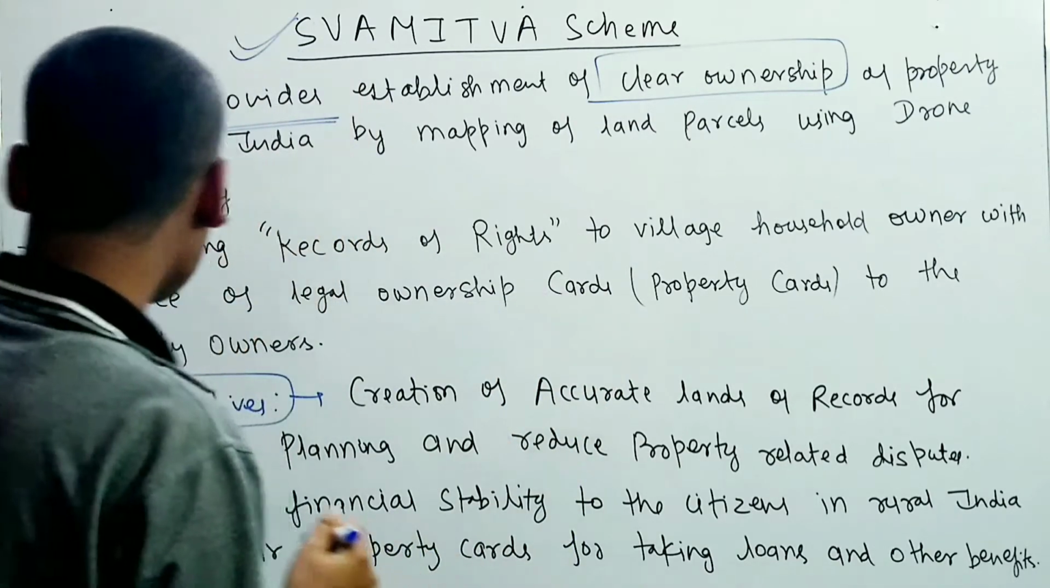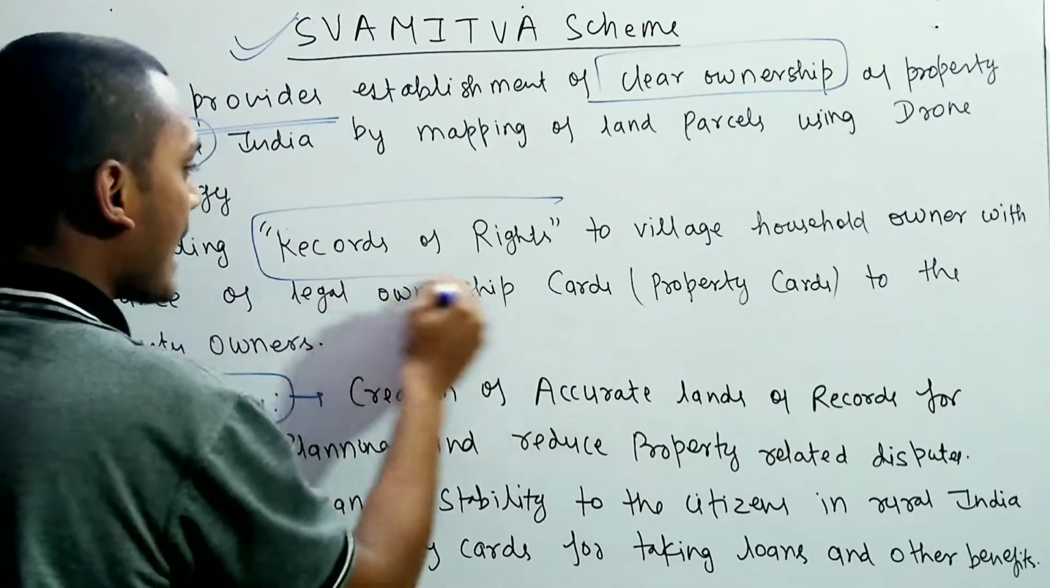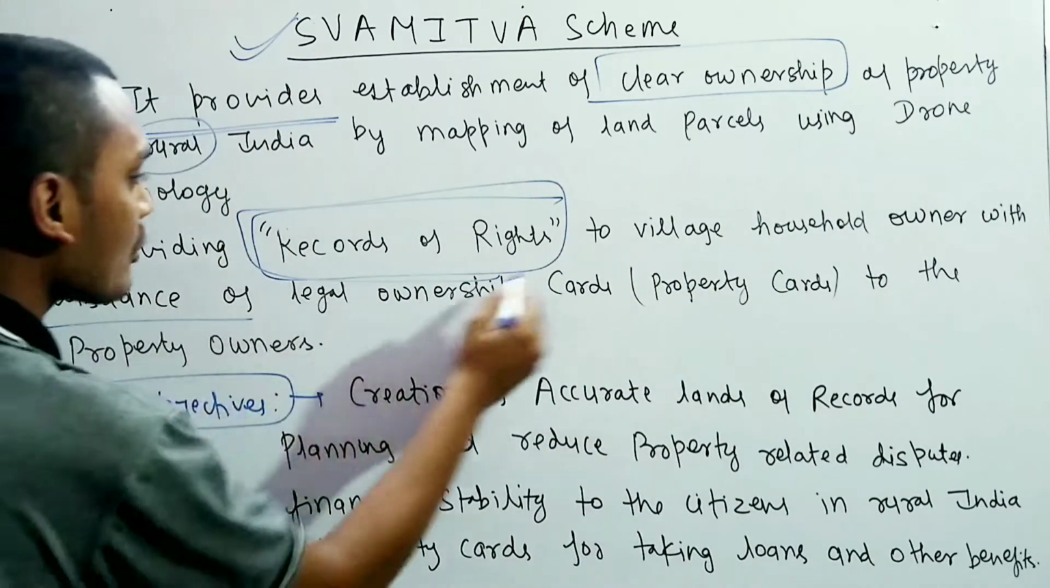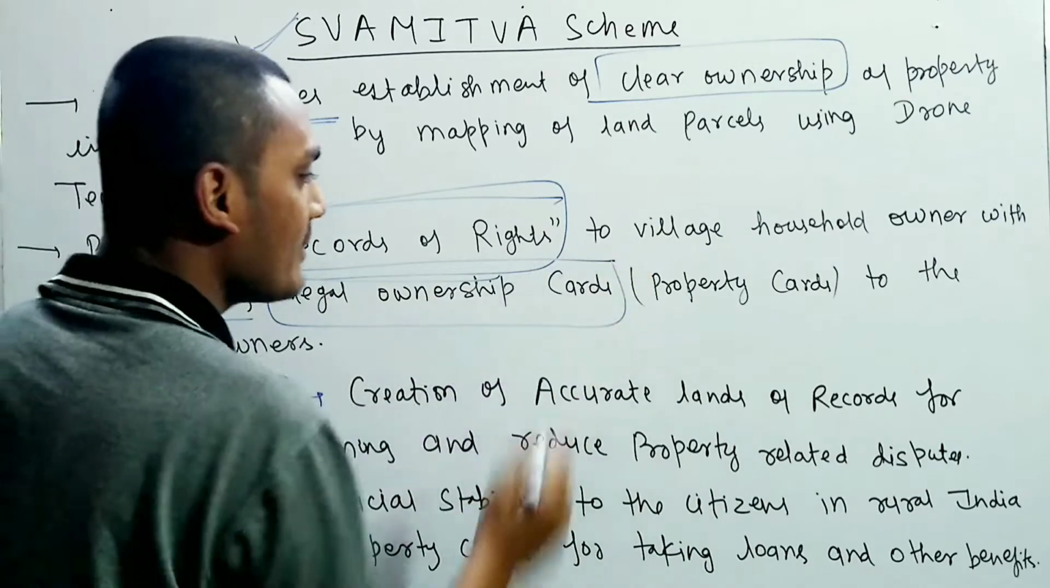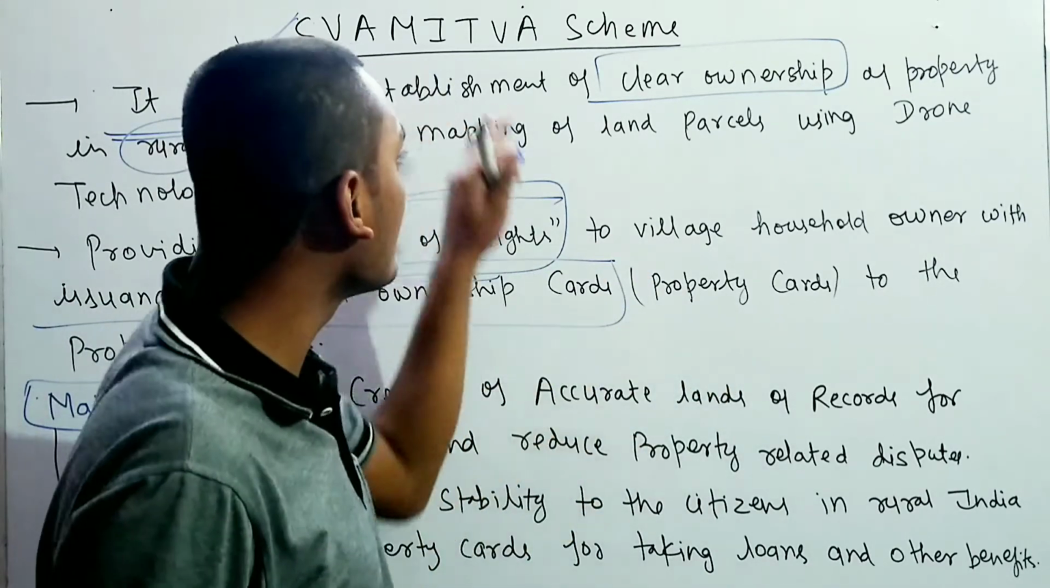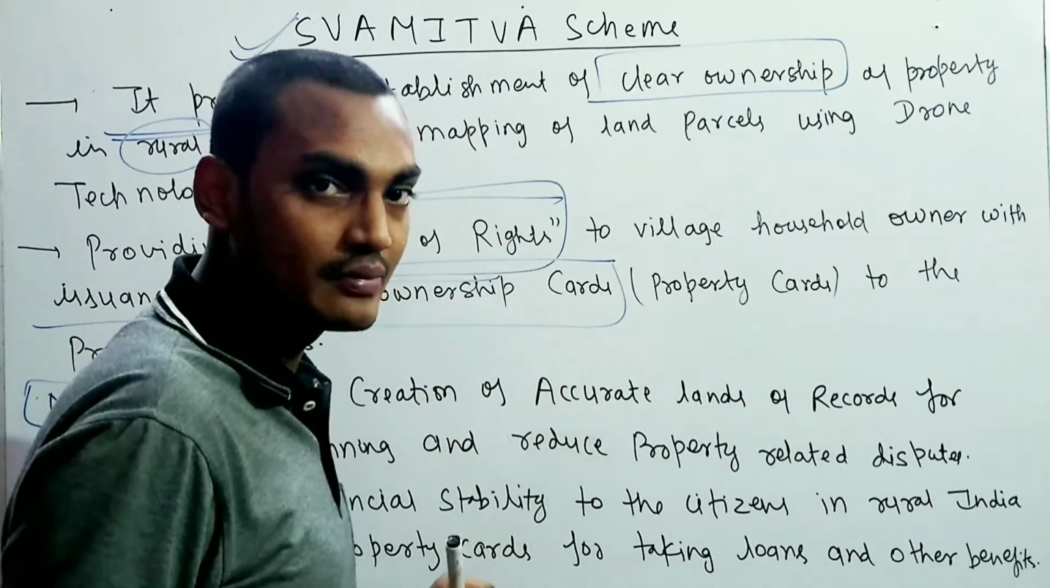So remember that. If you talk about providing records of right, it provides records of right to the village owner with a legal ownership card. That is known as the property card, and the title card will be provided under this SVAMITVA scheme to the owner. So remember that.